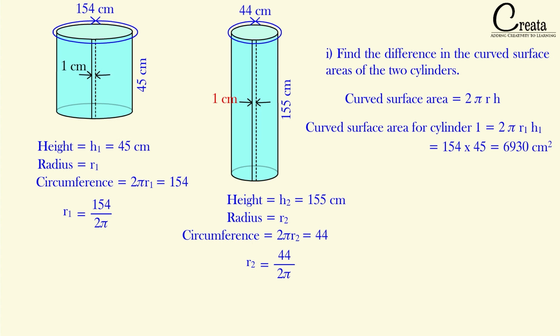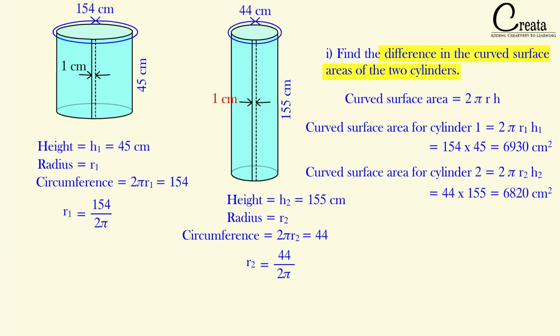Simple calculation. Further, let's take case 2, cylinder 2. Here also we will use the curved surface area formula 2 pi r2 into h2, where r2 and h2 are the radius and the height of the second cylinder respectively. 2 pi r2 is equal to 44 centimeter and h2 is 155 centimeter. We got the curved surface area of the second cylinder as 6820 centimeter square. And we have to find the difference in the curved surface area. Let's do it. 6930 minus 6820 comes out to be 110 centimeter square. That is the answer, the difference in the curved surface area.